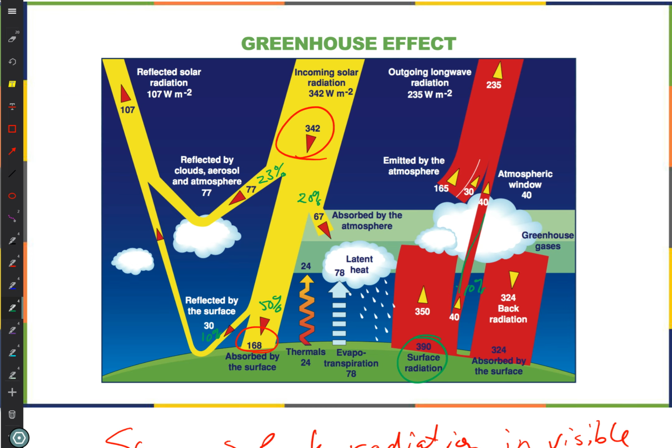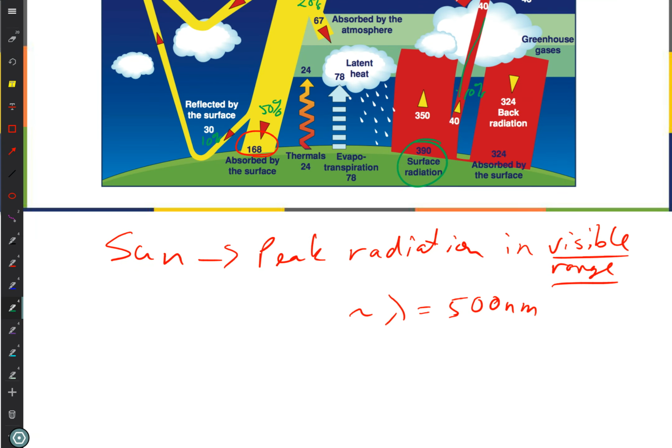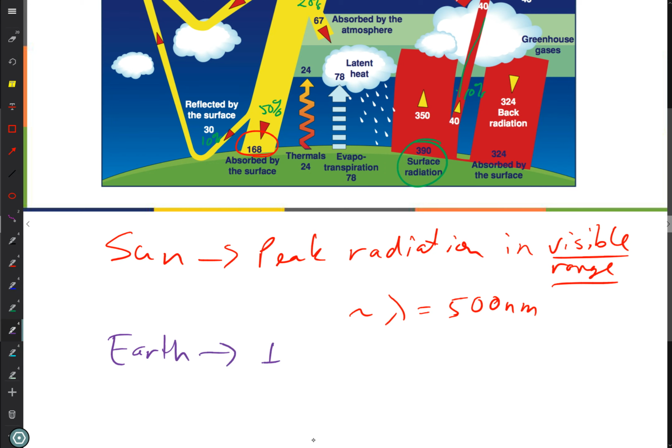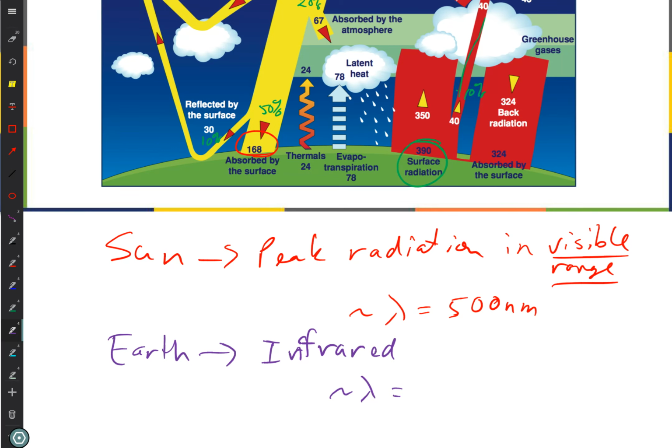Why the difference? Because the solar radiation is visible with its wavelength around 500 nanometers. The Earth's radiation is infrared. So the wavelength for the Earth is about, I gotta see if I can do this in my head. I'm pretty sure I'm going to be wrong, but I think it's somewhere in the ballpark of 10,000 nanometers. It's a much longer wavelength.